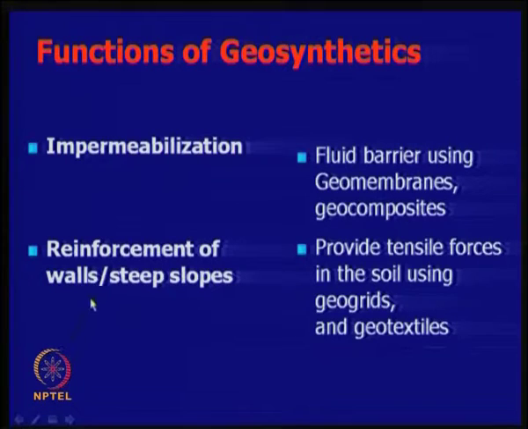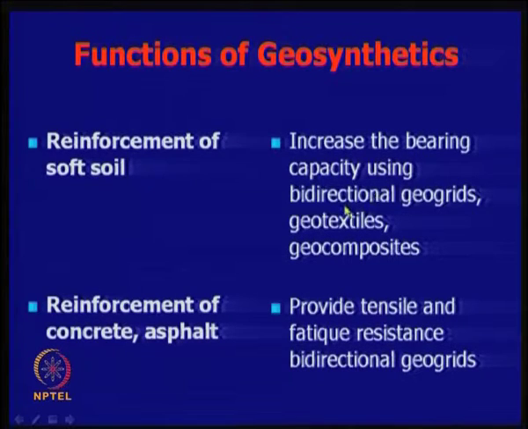Then a very important thing is reinforcement of walls and slopes. This provides tensile forces in soil using geogrids and geotextiles. Of course, this is a bi-oriented geogrid, and we will see some of them. Mono-oriented is also possible. So, reinforcement of soft soil increases the bearing capacity using bidirectional geogrids, which are like this, or even it can be like this, where a bidirectional geogrid can be used. This also can be used. It is a product from Secugrid, which is quite a good material.